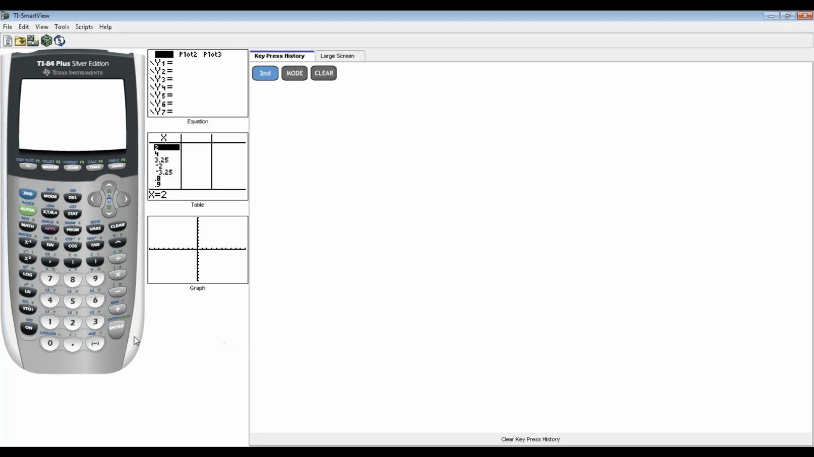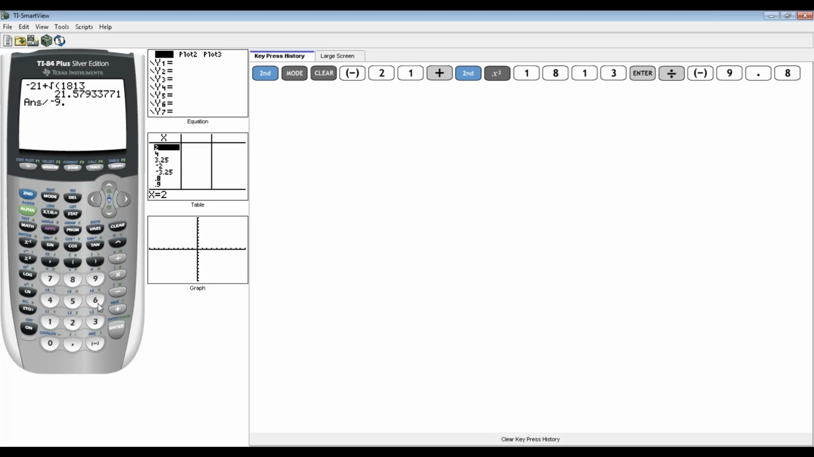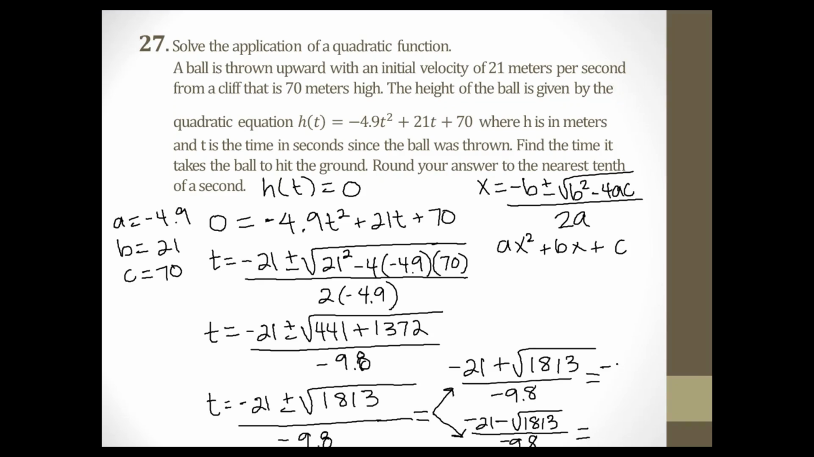So for the first one, it was negative 21 plus the square root of 1,813. You could do that all at once, or you could totally do this. You can say enter. So that's the numerator. And then I want to divide by, if you just automatically press divide, it takes your last answer, and you want to divide that by negative 9.8. So one solution, if we round that to the nearest tenth, will be negative 2.2. So I'm going to go back and write that down. So negative 2.2.